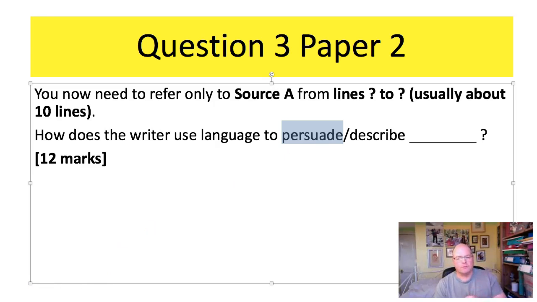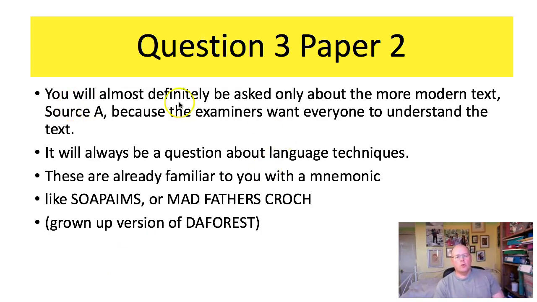Let's check it out. Okay, well, you will almost definitely be asked about only the modern text as source A. So the examples that we've had so far have made that the case, and that is the easier text. It will have language in it that you understand more easily than the 19th century language. So this is another good reason to do the question first, because it's actually easier. It will always be a question about language techniques, and you know that means you must quote.